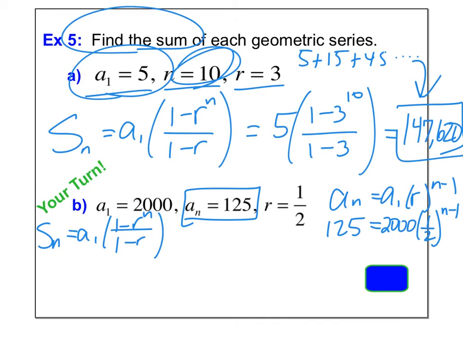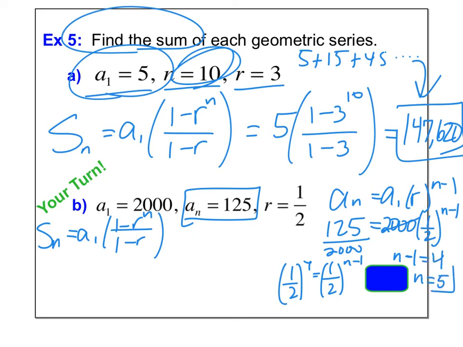So let's see here. If I divide by 2,000, 125 divided by 2,000 is actually 1/16. And if I have 1/16 equaling (1/2)^(n-1), what could I do now? I could recreate common bases, couldn't I? Let's take you guys back to the logarithm chapter. 1/16 is the same as 1 over 2 to the 4th power, isn't it? So I have (1/2)^(n-1) and (1/2)^4, so now my focus is on the exponents set equal to each other, giving me an n value of 5.